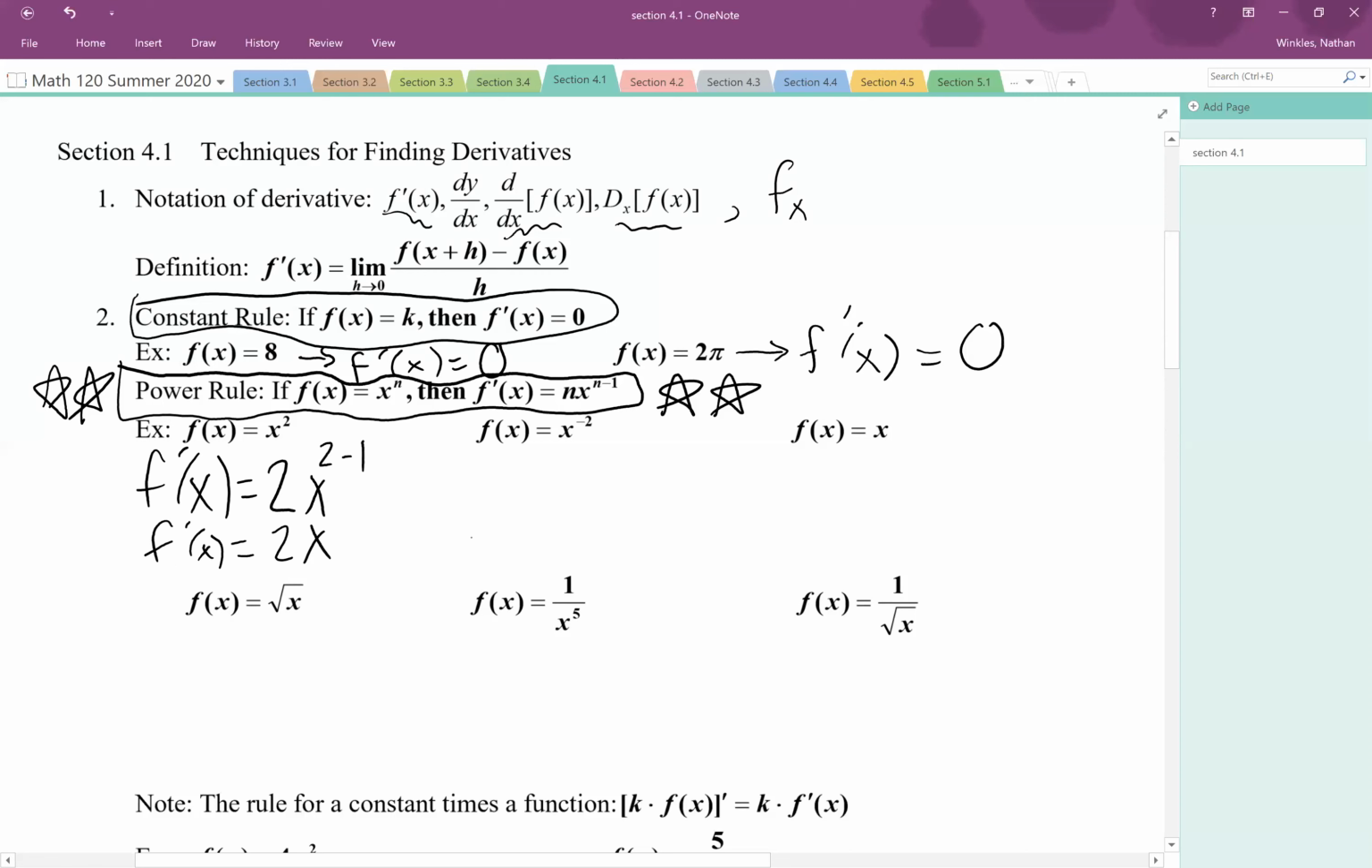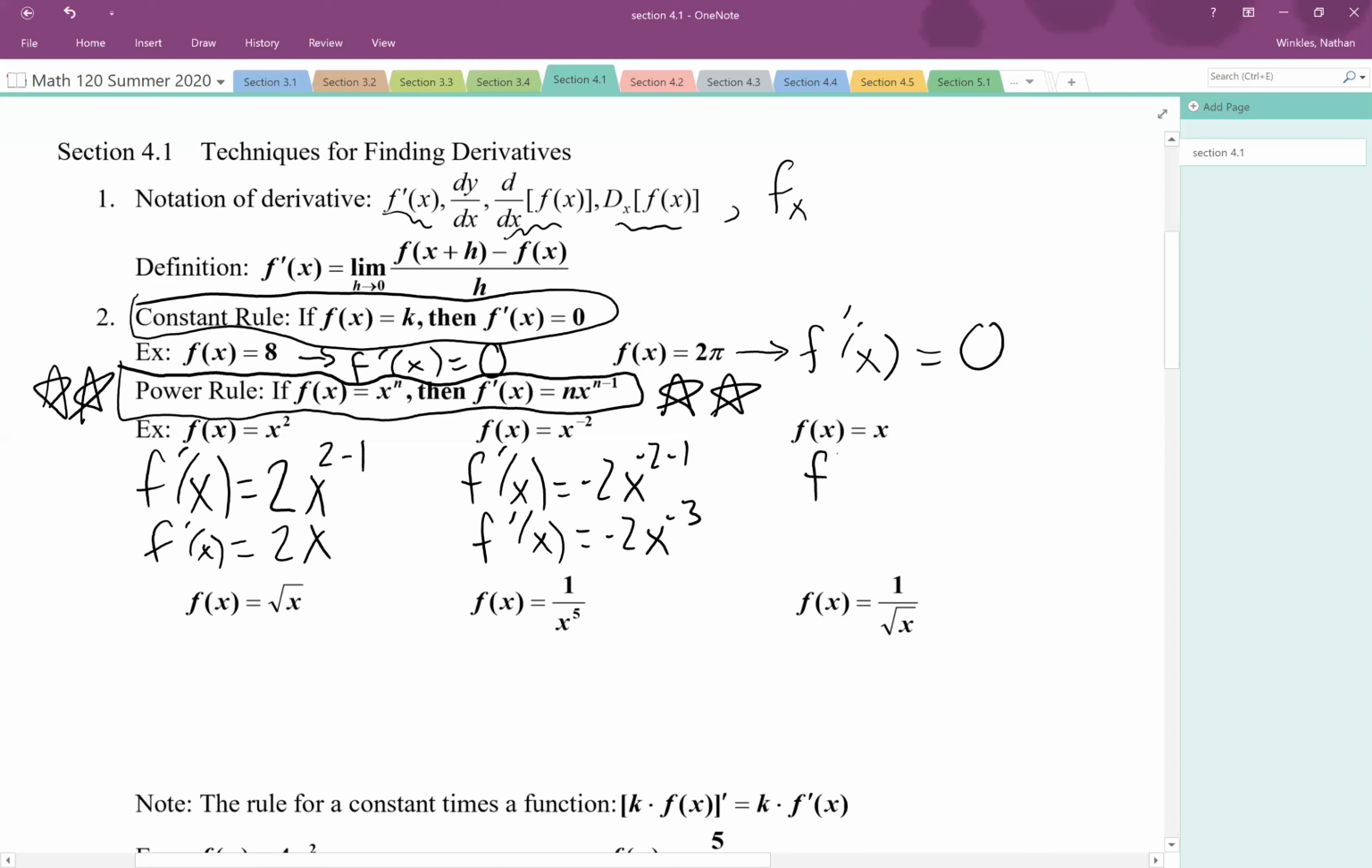Moving to this next one, f of x equals x to the negative 2. That means f prime of x would be negative 2 times x to the negative 2 minus 1. So f prime of x is equal to negative 2x to the negative third. Keep in mind, if you have negative exponents and you subtract 1, they get more negative. We have to remember that rule.